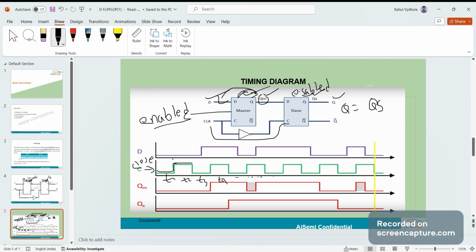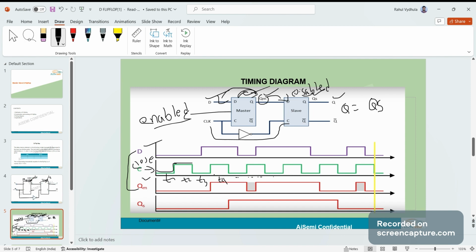D and this Qm are following the same, changing together. This happens when the signal is high. Because the signal is high, that's why it is happening. D is followed by Qm, right? This is the D and this is the Q. And the Qm is the D input of the slave.